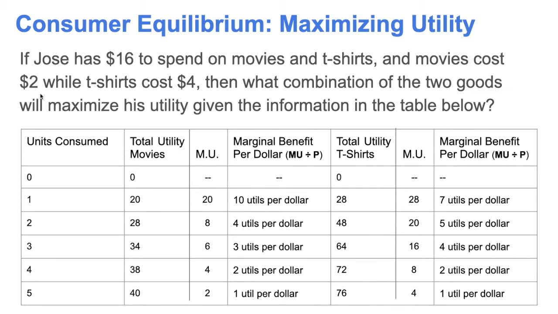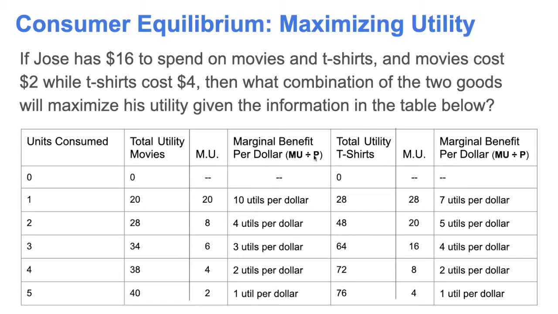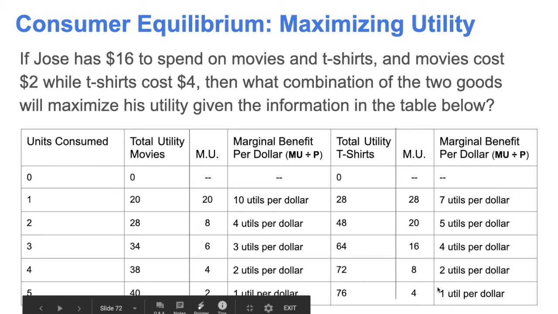20 over 2, so the cost of each movie is $2, the price. 20 over 2 is 10. 8 over 2 is 4. 6 over 2 is 3. 4 over 2 is 2. 2 over 2 is 1. And these are all measured in utils per dollar, marginal utility per dollar. Over here, the price of each t-shirt is $4. So 28 over 4, 7 utils per dollar. 20 over 4, 5 utils per dollar, so on and so forth.